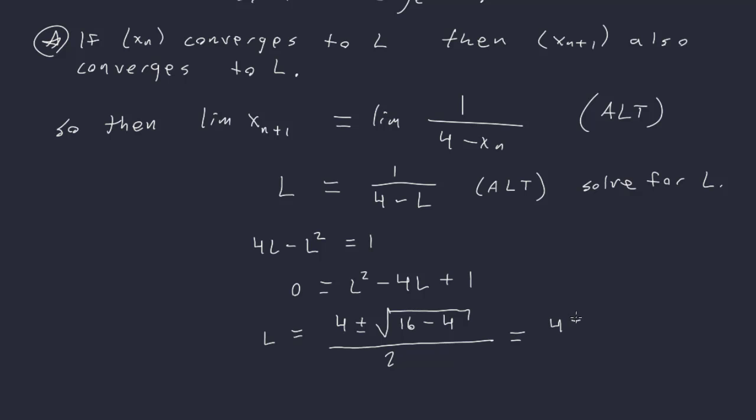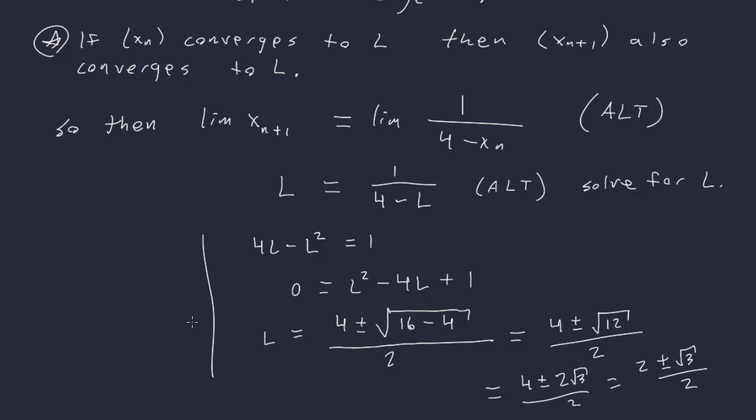All right, so we'll get 4 plus or minus the square root of 12, which we can take, that's 4 times 3, so we can take a 4 out of that. Or, I'm sorry, a 2 out of that. All right, so we'll get 2 plus or minus the square root of 3 all over 2. Now, which one is our sequence going to? And I just realized I made a mistake here. That 2 should cancel away.